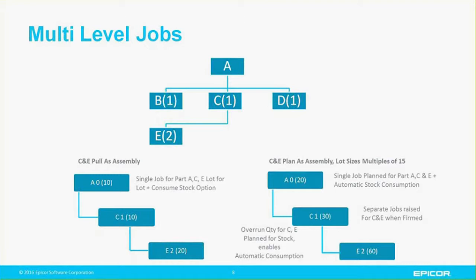C and E will not be booked into stock and reissued, they will simply be tracked to completion within the job for part A. This setup is typically used in an assemble to order or make to order environment where stock is not planned.